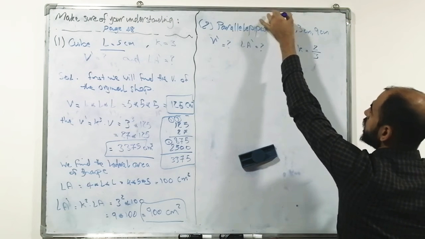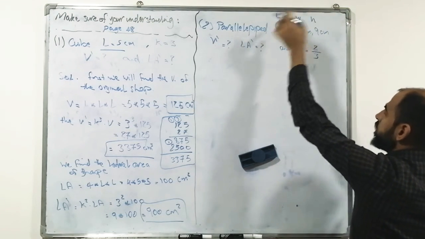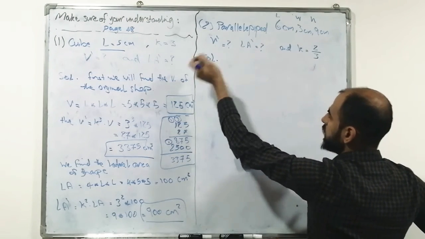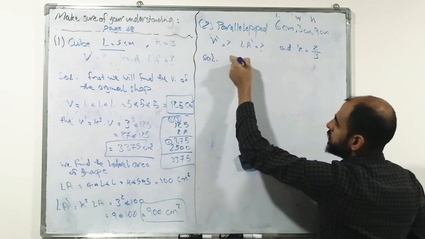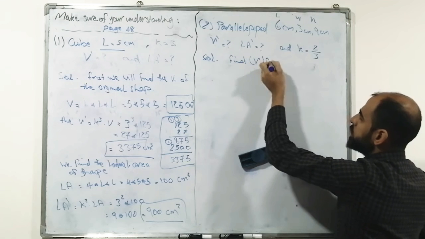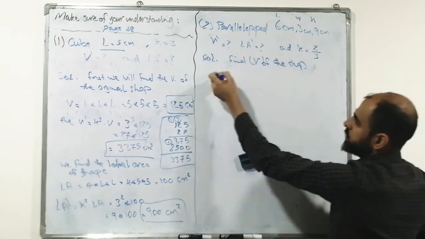Let these be length, width and height. Also find the volume of the shape, the original shape before the dilation.